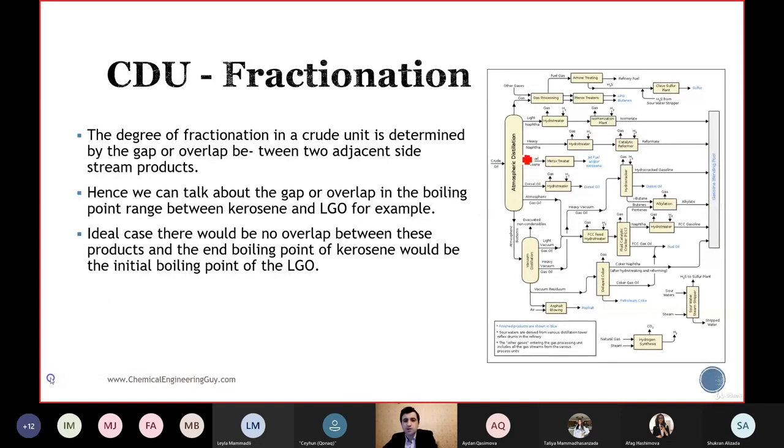Most of the time you can also see the SR, straight run, straight run naphtha. Straight run means directly from CDU. So you can call this one SR naphtha, SR kerosene, SR diesel, SR gas oil, SRGO.